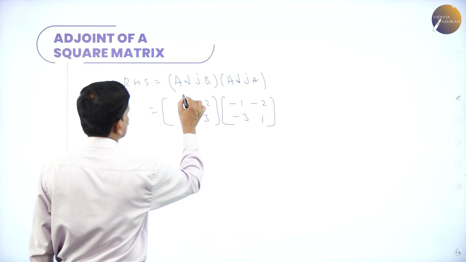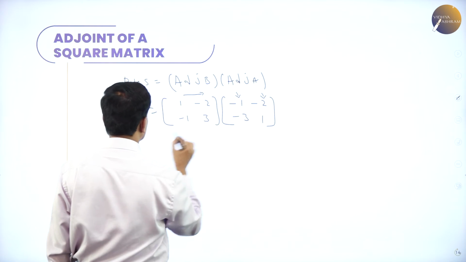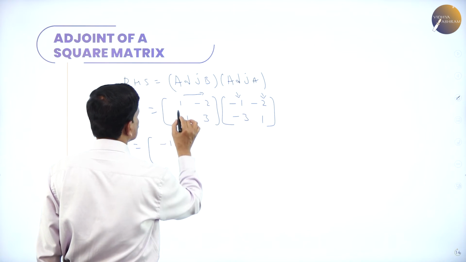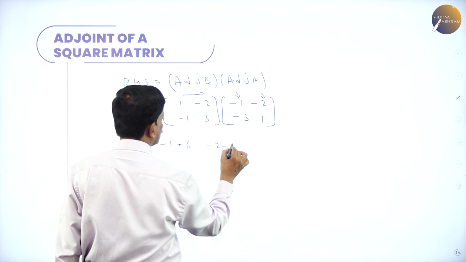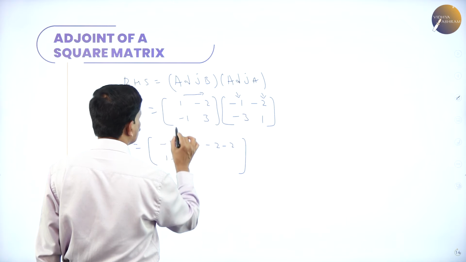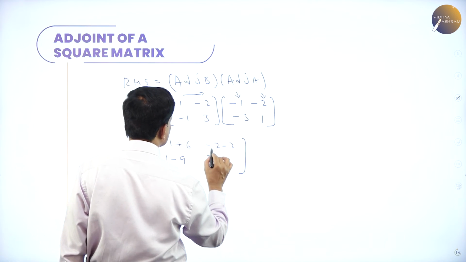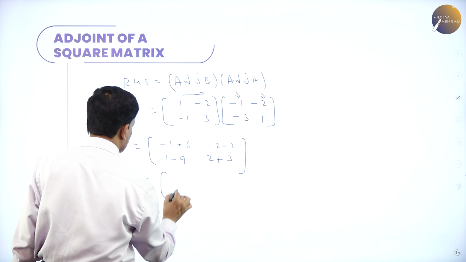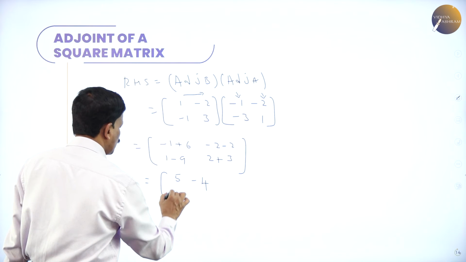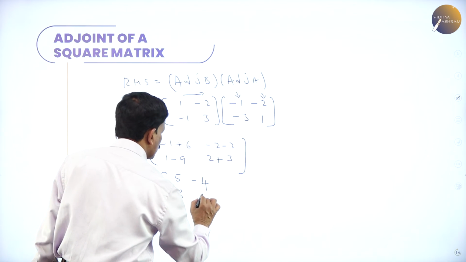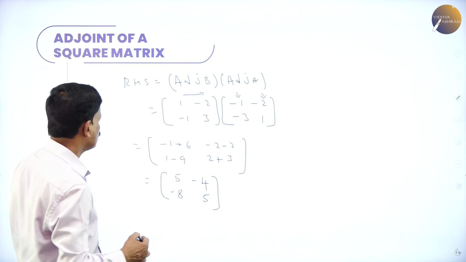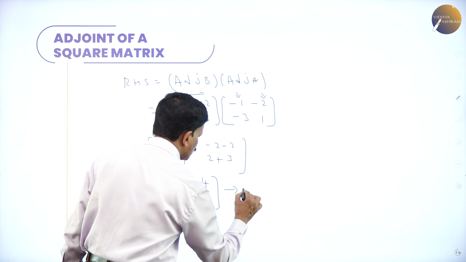Now, multiply this matrix. First row, first column, second column. This is 1 1s are 1, minus 1, minus into minus plus, 2 3s are 6. 1 1s are 1, minus 2, minus 2. Again, 1 1s are 1, minus into minus plus, minus 3 3s are 9. Minus 1 into 2 is plus 2, plus 3 1s are 3. So, this is equal to 6 minus 1 is 5, 1 minus 2 is minus 4, 1 minus 9 is minus 8, 2 plus 3 is 5. So, 5 minus 4 minus 8 5. This is equation number 2.